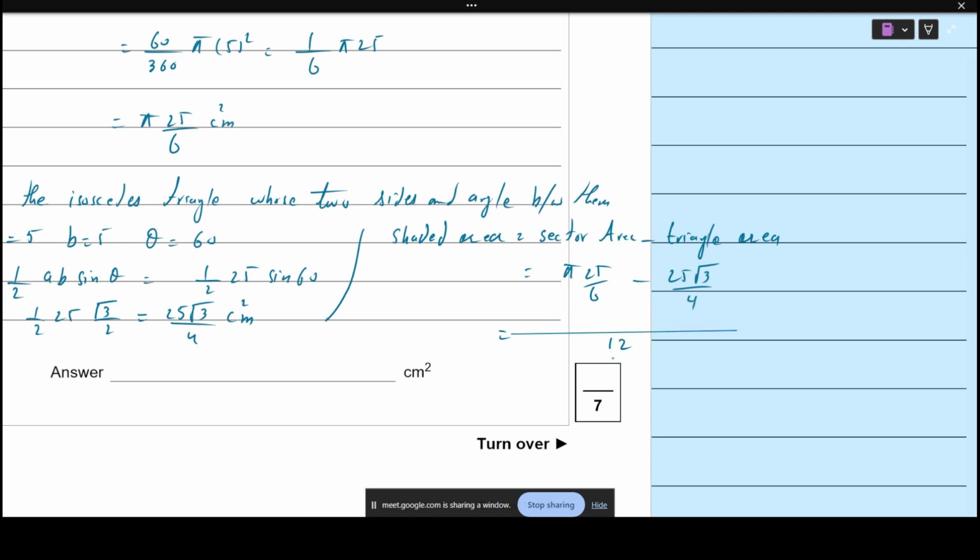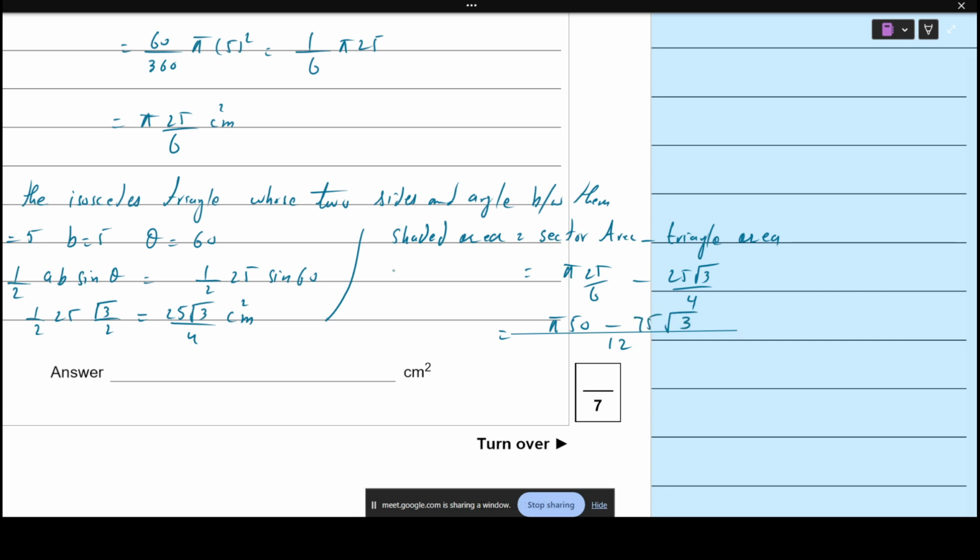So 12 is the least common multiple. 6 twos are 12, so 2 will multiply by 25, and that's going to be pi. 25 times 2 is 50, and minus 4 threes are 12, so 3 will multiply by 25. 25 threes are 75, and square root of 3 will remain the same.